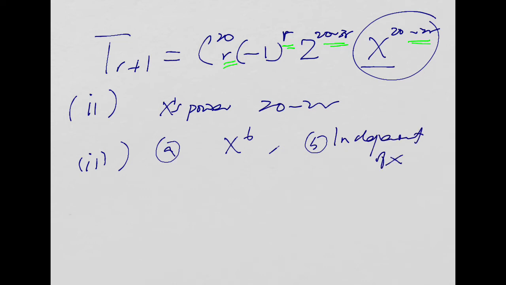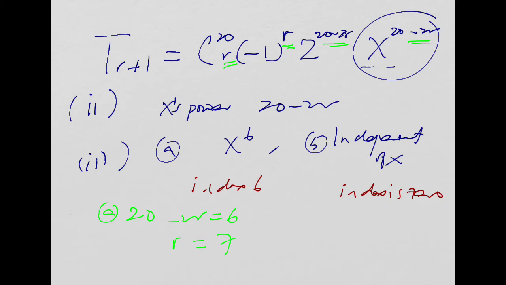So independent of X means that the index is 0. Okay, so the index is 6 here. It's very simple. For question A, 20 minus 2R is 6, okay, R is equal to 7. So for this, 20 minus 2R is 0, R is 10. So you just sub it in.